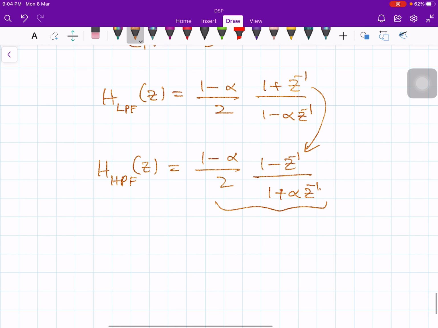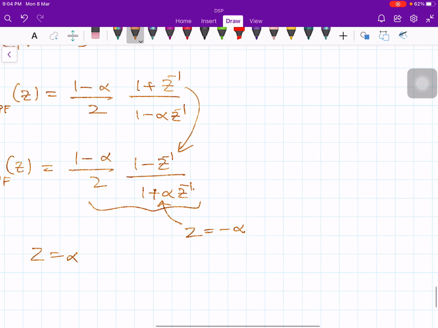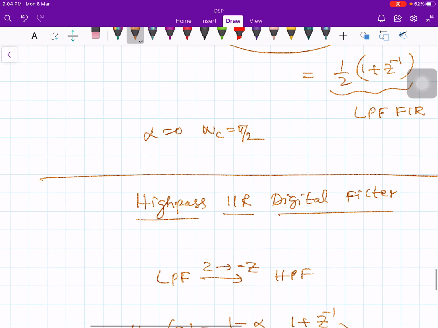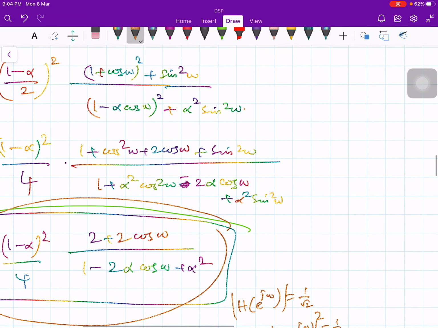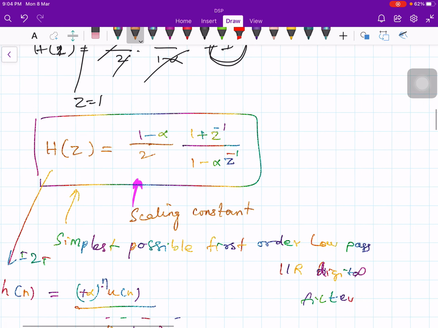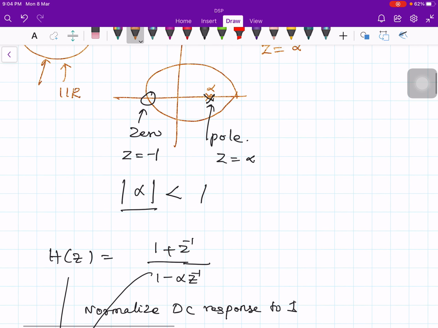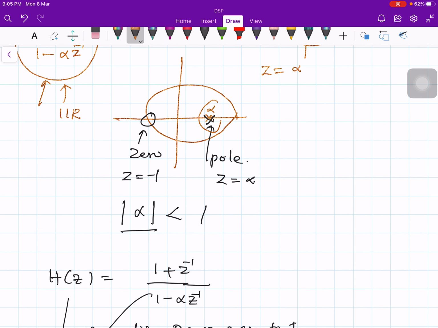Suppose I want to keep the pole at the same place, z equal to alpha. Now what is the pole location in this? The pole is located at minus alpha. If you take the low pass filter, where was the pole? The pole is at plus alpha.